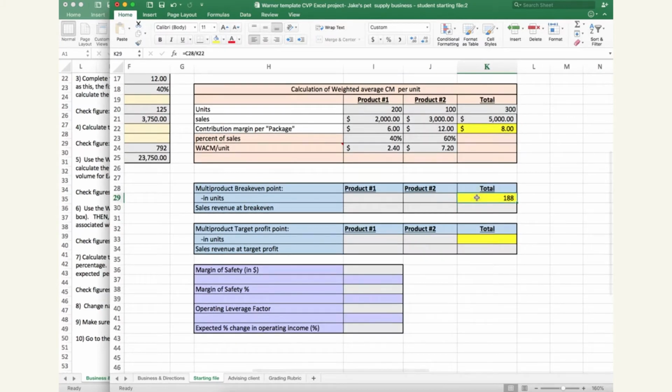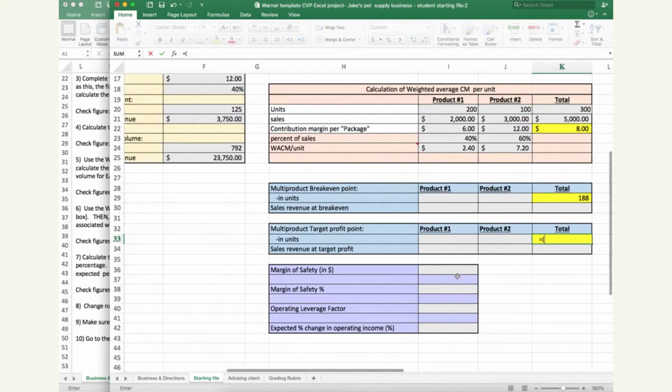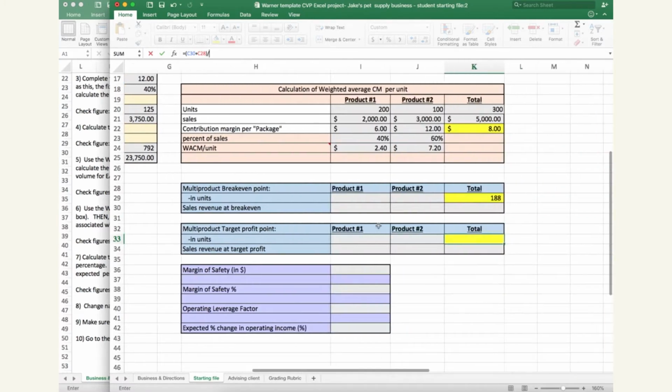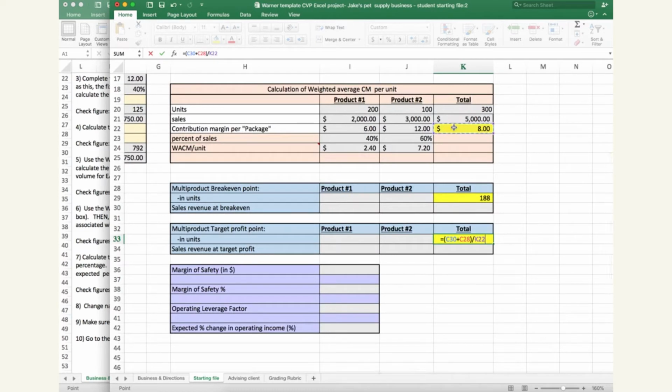Okay, and you know what? While we're at it, let's do that with our target. So it's the same thing, right? We want to make $8,000 a month in profit. So we treat that $8,000 as if it were a fixed cost that we have to cover. And we divide it by the average contribution per unit per package. And we get 1,188, right? And this is in terms of units.